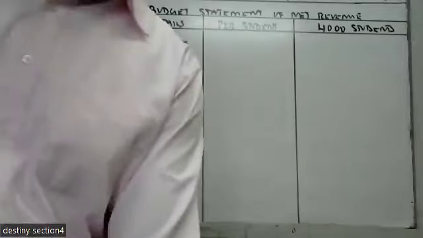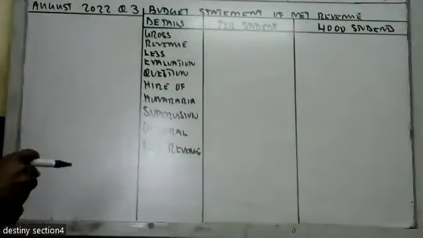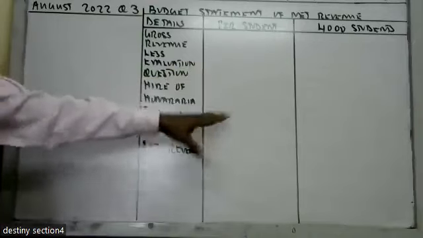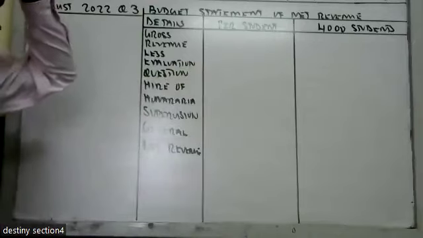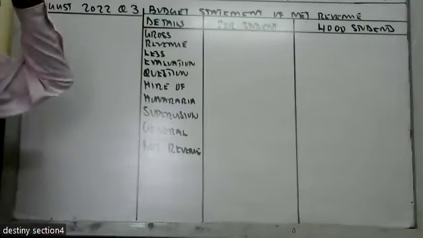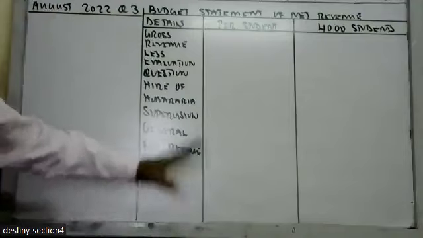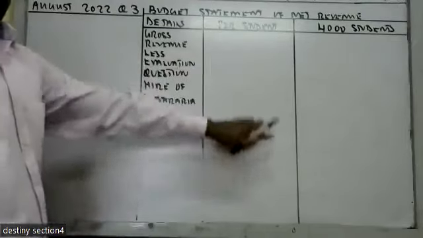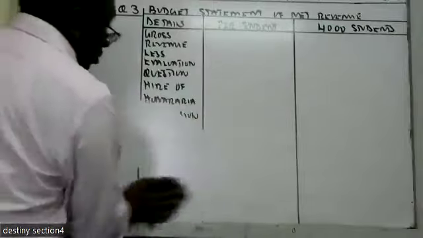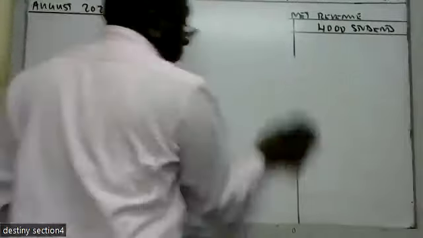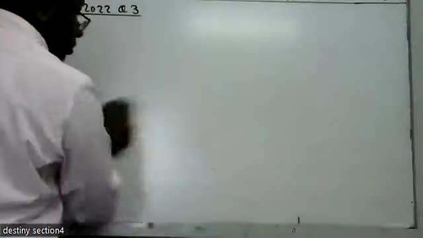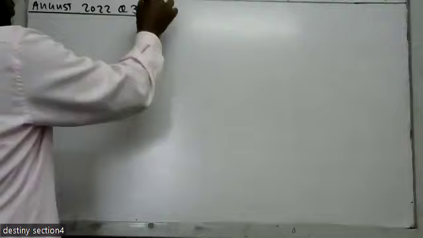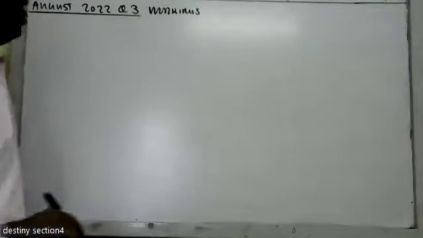So that is how the table will be. Now, because my space is not enough, I want to wrap. Are you up to this point? Yes. Good. So we will have the workings down below the table. We need the workings.